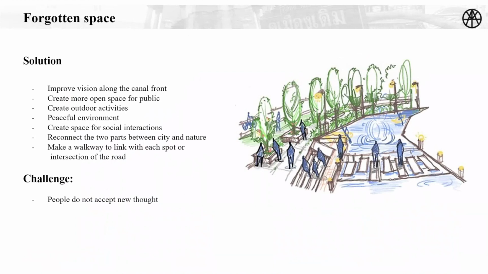And for the solution, it can improve vision and develop open space and create outdoor activity, improve some spaces and create space for social interaction, reconnect the city and nature, and make a walkway to link each spot and intersection of the roads. And the challenge is maybe people do not accept new thought. On the right-hand side is our sketch that shows something like social interaction, and recreating a new image of a river and the canal.